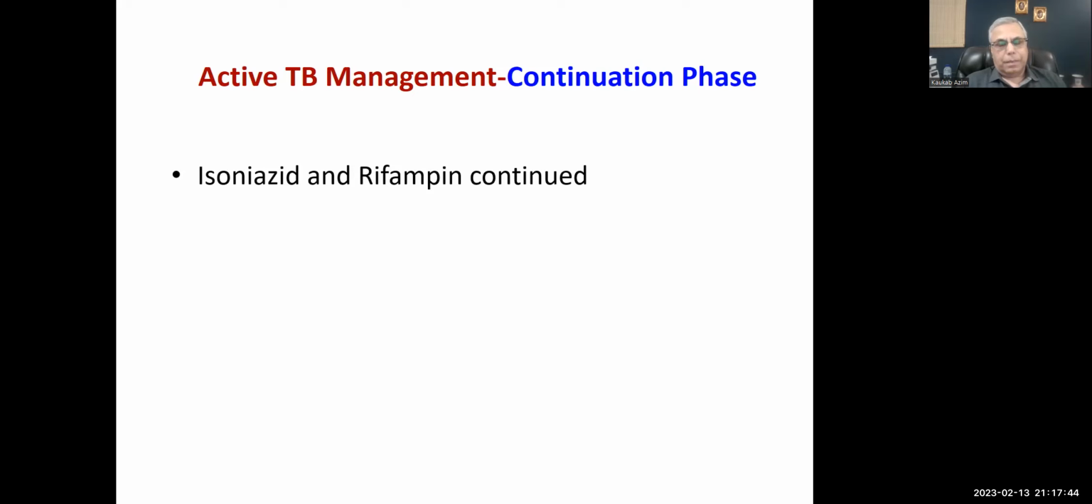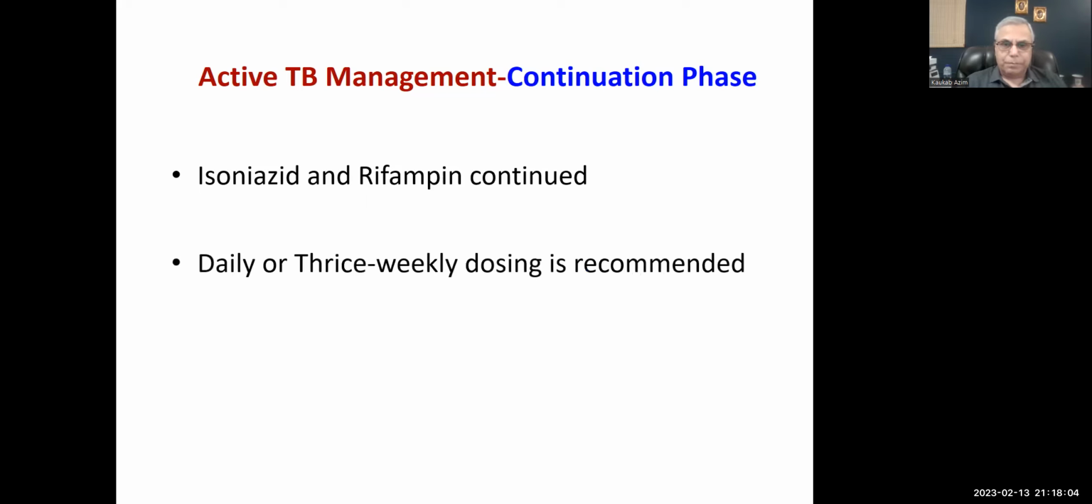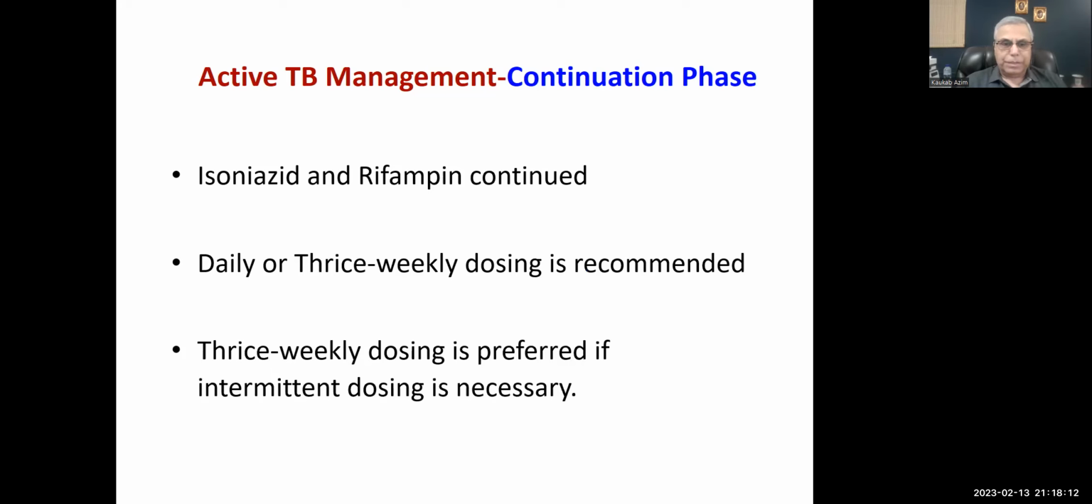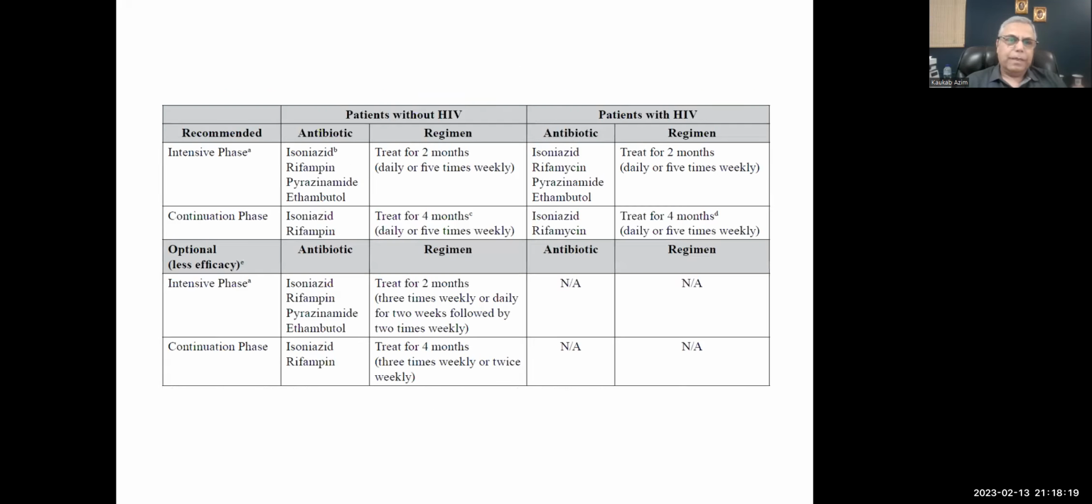Isoniazid and rifampin are included in the continuation phase. So the intensive phase: isoniazid, rifampin, pyrazinamide, and ethambutol, 4 drugs. Continuation phase, only isoniazid and rifampin, and we are still talking of patients or bacteria that are drug susceptible. Daily, thrice weekly, daily is the best. Thrice weekly dosing is preferred if intermittent dosing is necessary for some reason, okay?